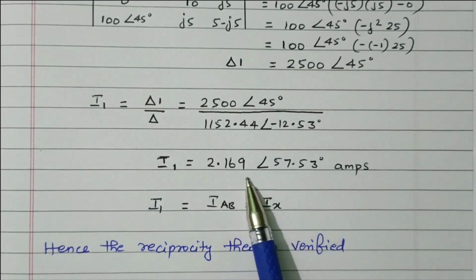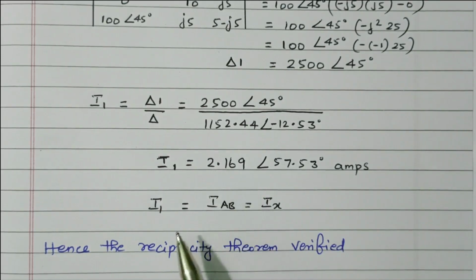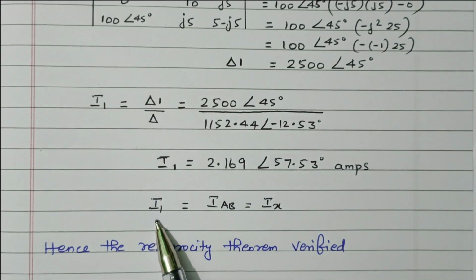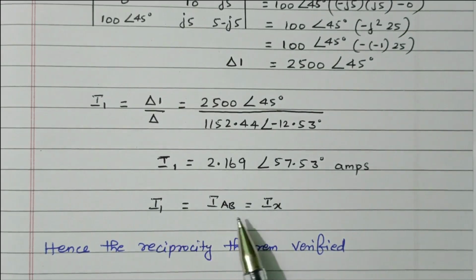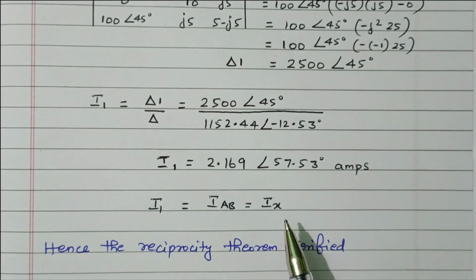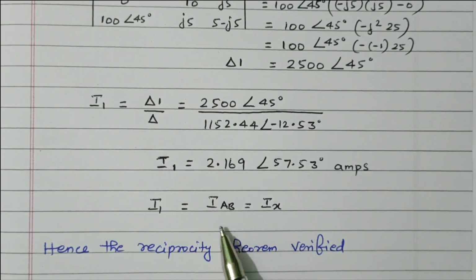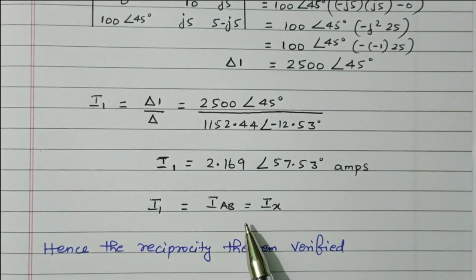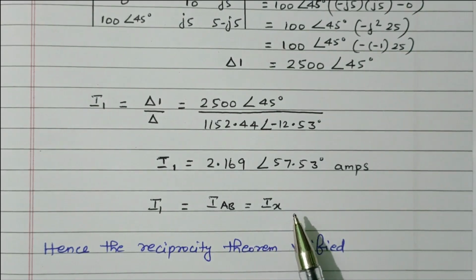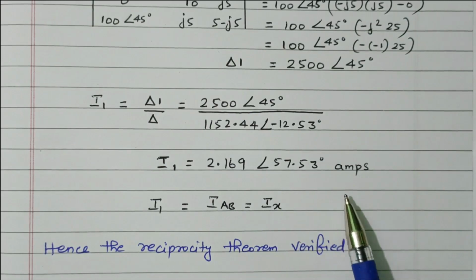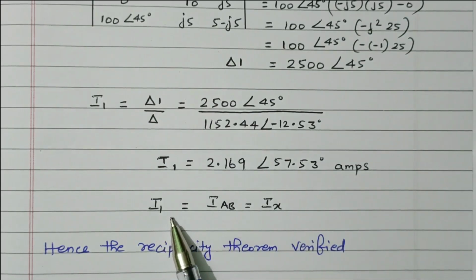So this is very similar to I3 or Ix. So I1 in step 2 is equal to IAB, that is equal to Ix. Right? The current we calculated in step 1 is the same as what we calculated in step 2 also. So the reciprocity theorem is verified. While interchanging the voltage source from branch 1 to branch 3, the current in branch 3 is reflected in branch 1, this I1 value. Hence the reciprocity theorem is verified.